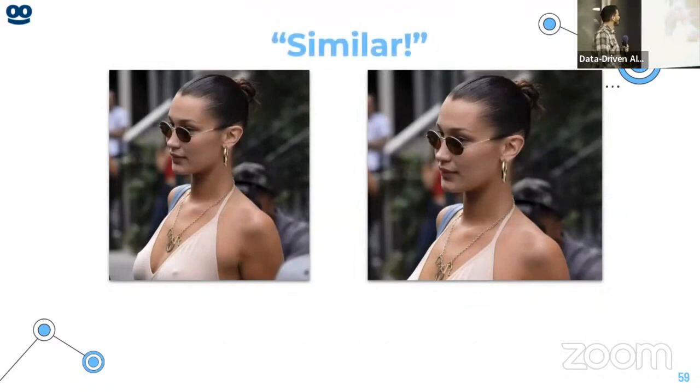The last example, another pair of images. The image on the left is non-compliant because of, I think you can see. And the one on the right is compliant. So let's say a human rejects the first image, and a similar image comes along. It is the same image, the same person, but the one on the right is compliant and the one on the left is non-compliant.